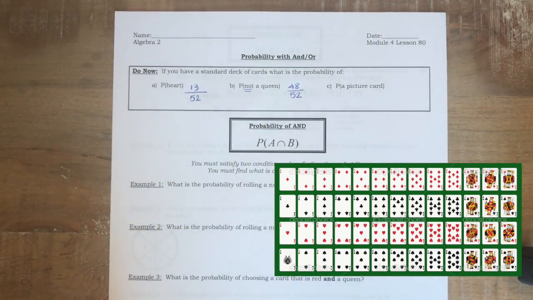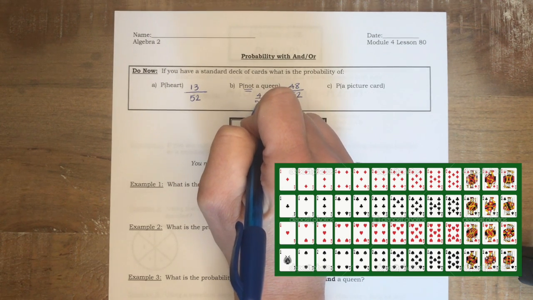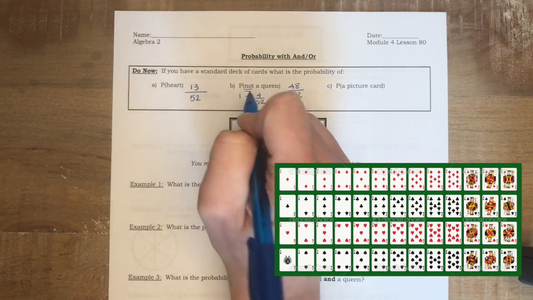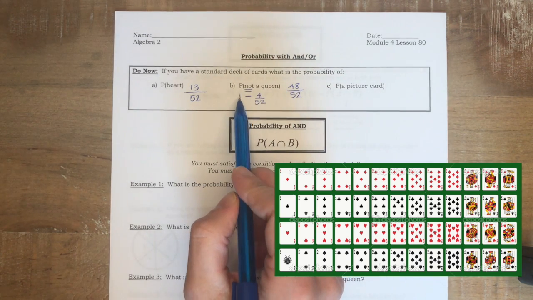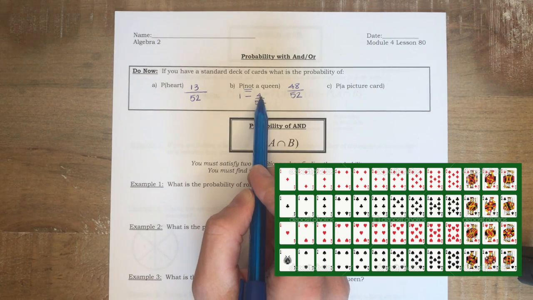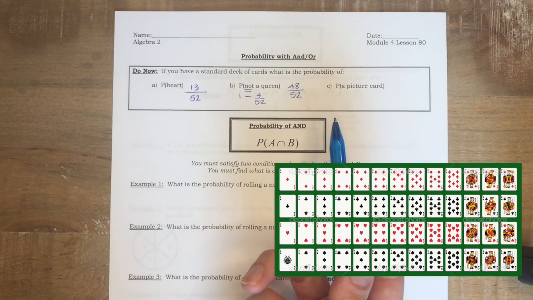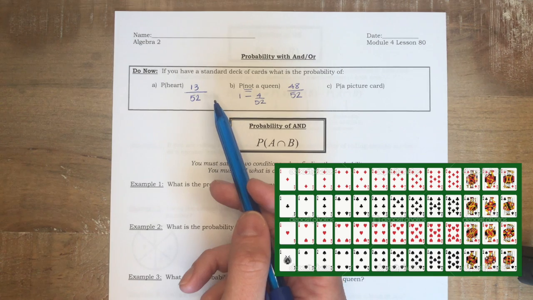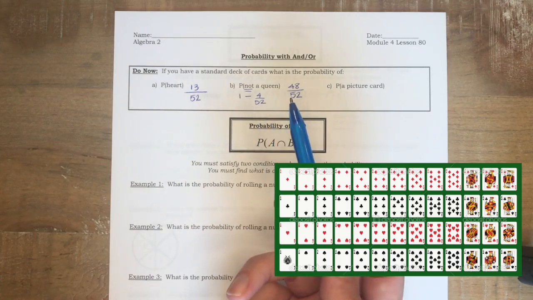Now, you could also have figured that out by saying a queen is 4 out of 52. If I take 1, which is the one whole, and subtract what I don't want, I will get that, because 1 is really 52 over 52. If I subtract the 4 over 52, I get 48 over 52. I can reduce these, obviously. A lot of the times in probability, though, they'll leave it like this because it shows exactly what those numbers are representing. So any of these formats is fine.